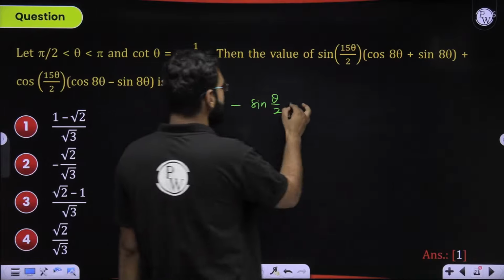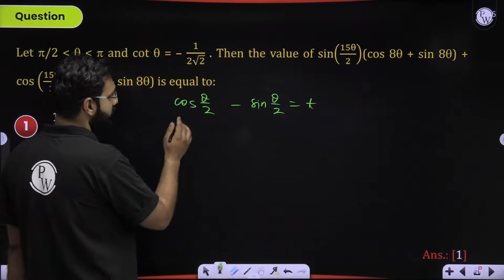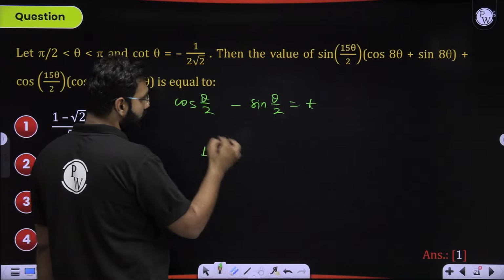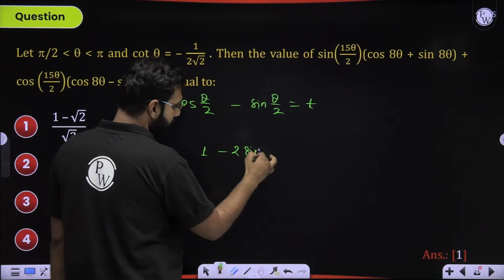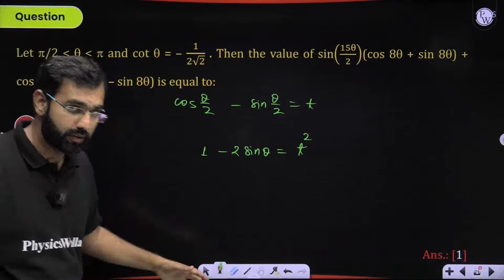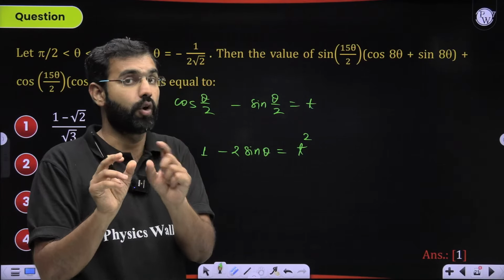Let's say this value is t for a while. If I square both these sides, cos square theta by 2 plus sin square theta by 2 is 1, minus 2 sin theta by 2 cos theta by 2 is 2 sin theta, that is equal to t square. Mind you, we are squaring both these sides, so root gain is happening. So I should be very much aware of the sign.